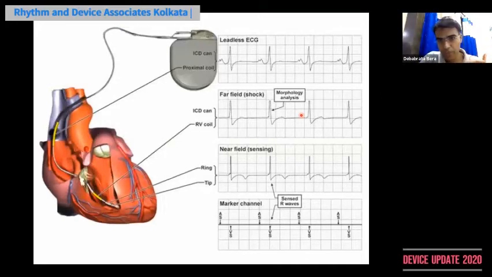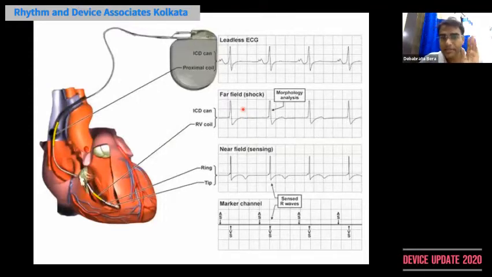So in morphology match, it compares with the sinus rhythm morphology. Let's say this is the morphology at implant. It keeps a template in the mind of the ICD brain, and it compares when there is any episode of arrhythmia. So this is called discriminator.